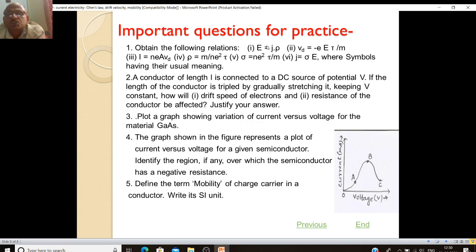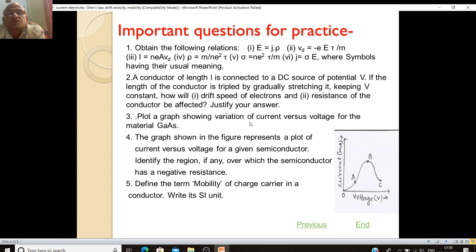Now here are some important questions for board examination. First is obtain the relation. Several relations are given. A conductor of length L is connected to a DC source of potential V. If the length of the conductor is tripled by gradually stretching it, keeping V constant, how will drift velocity and resistance of the conductor be affected? Justify your answer.